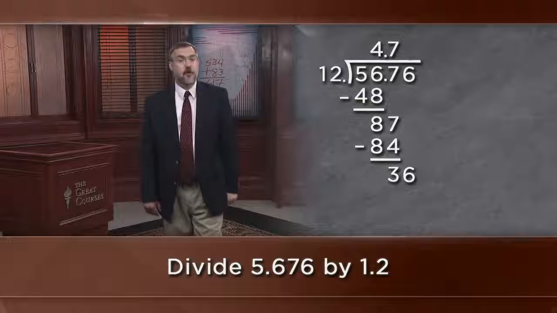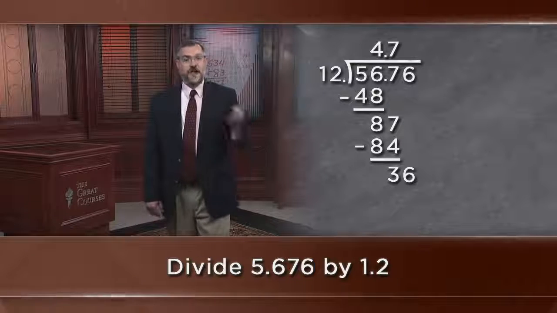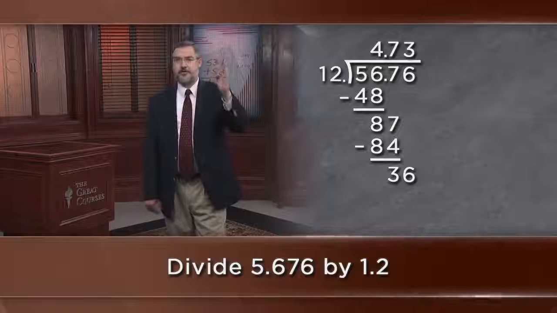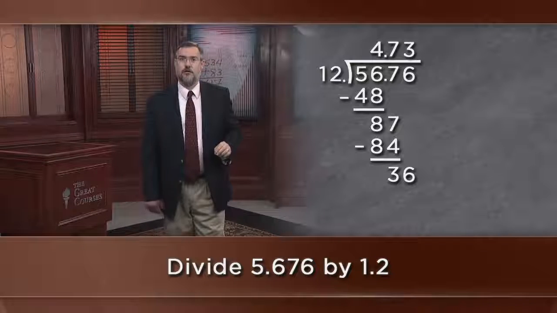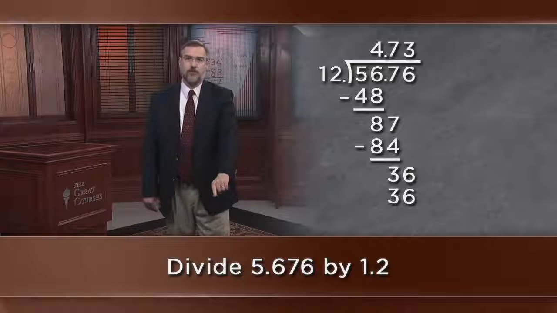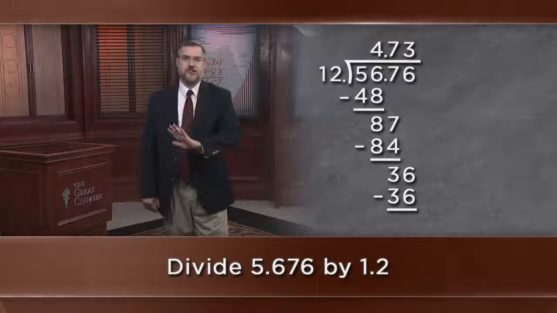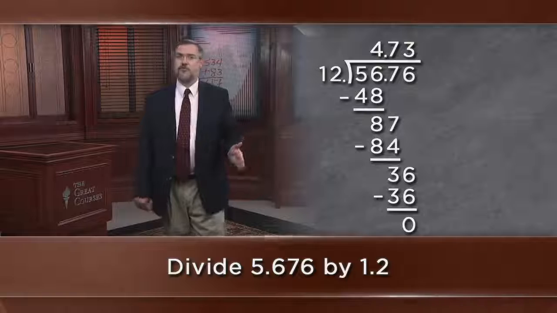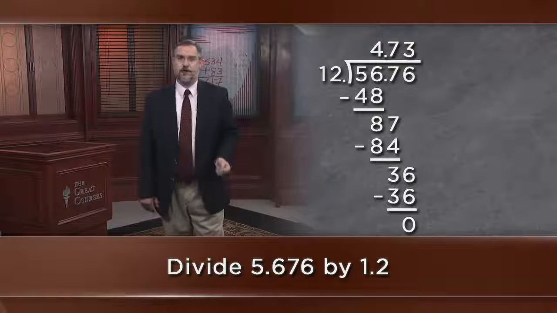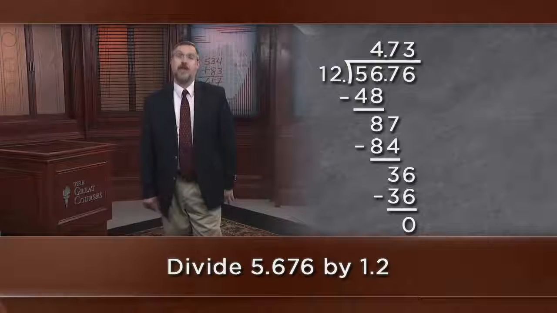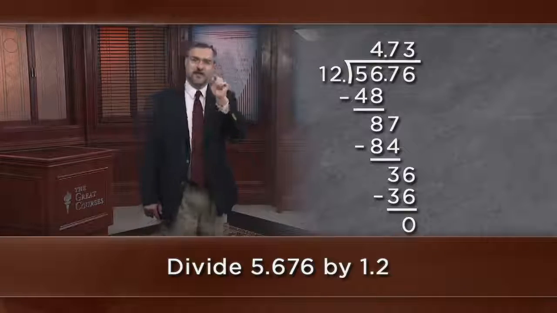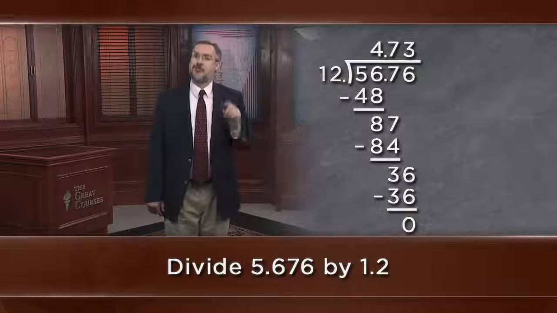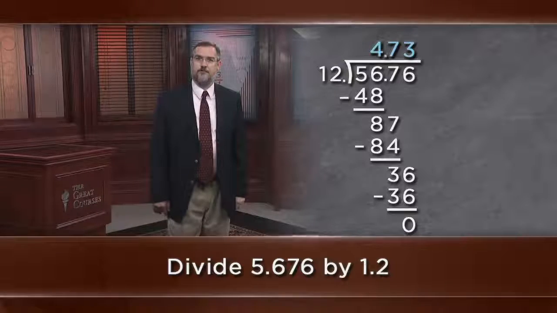How many times does 12 go into 36? Well, it's exactly 3 times. So I write a 3 above that last 6 in my answer section. I'm going to write a 36 down in my work section. 36 minus 36 is 0. There are no more digits to drop down, and I have a 0 remainder. That tells me I'm done. And so my final answer is already sitting in the answer section with the decimal point already placed. It's equal to 4.73.